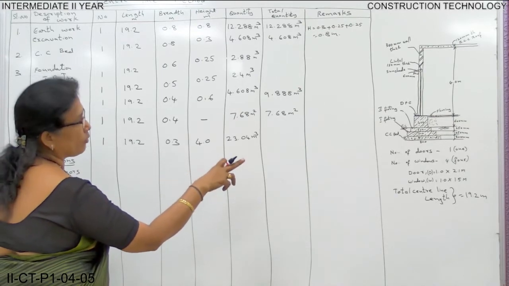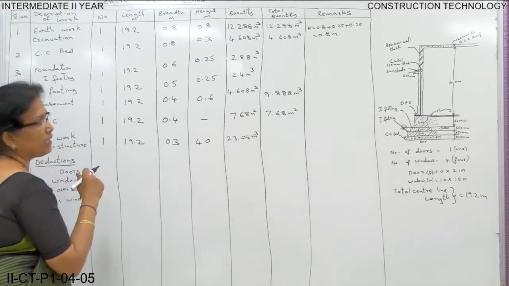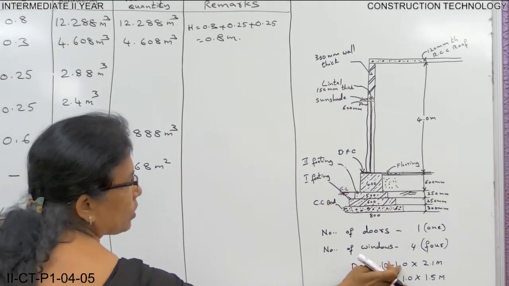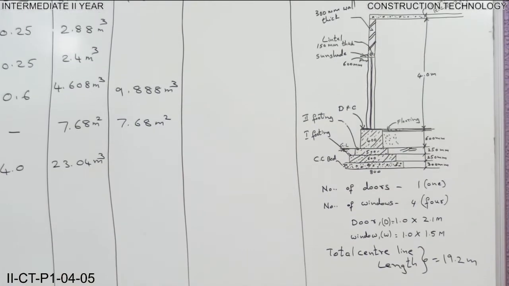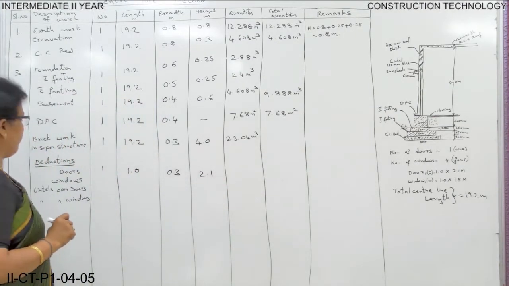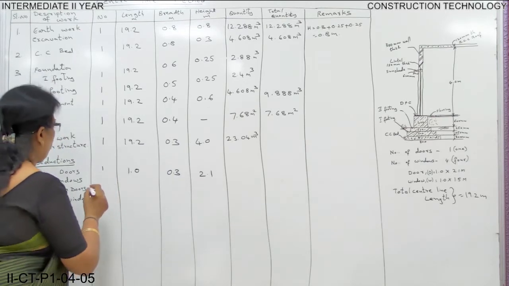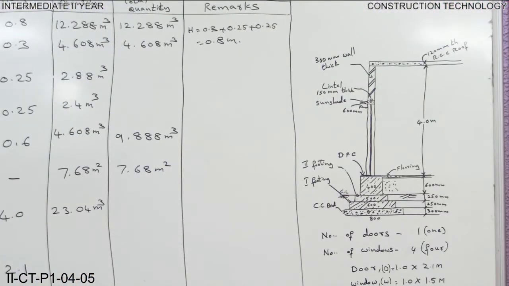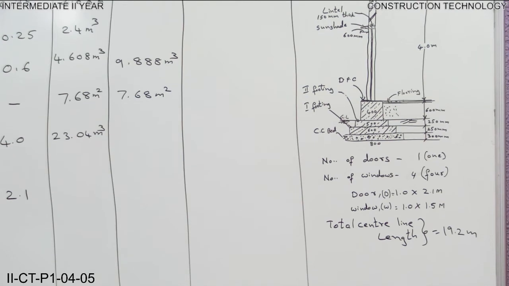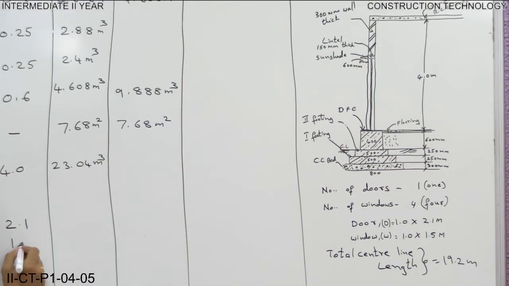Doors. How many doors are there? I have written there. You can see in the plan, the number of doors is visible. Now, the number of doors is 1 and the size of the door is 1.0 length and height is 2.1. So, length is 1.0, breadth is the same as wall thickness and height of the door is 2.1. Now, windows. How many windows in total? 4 windows. See in the plan. Length of the window is 1.0, same wall thickness, and the height of the window is 1.5.